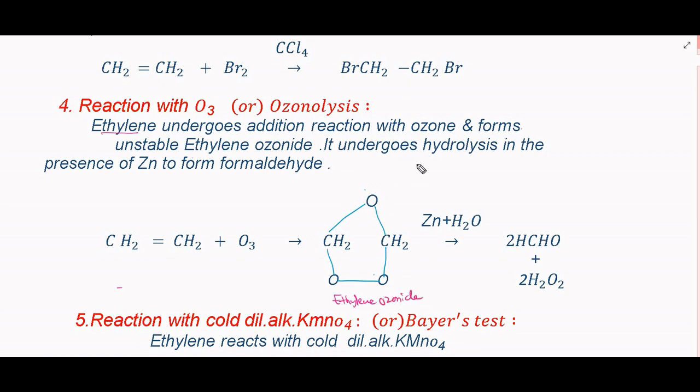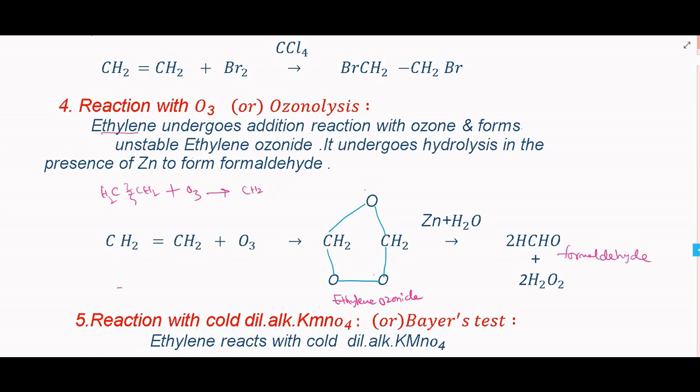It undergoes hydrolysis in the presence of zinc to form formaldehyde. Okay, how could we write this? We can write it like this: CH2=CH2. Lysis means breakage of something, so I am breaking the double bond here. With the help of ozone, we break this double bond and it forms ethylene ozonide. So the double bond is not there.